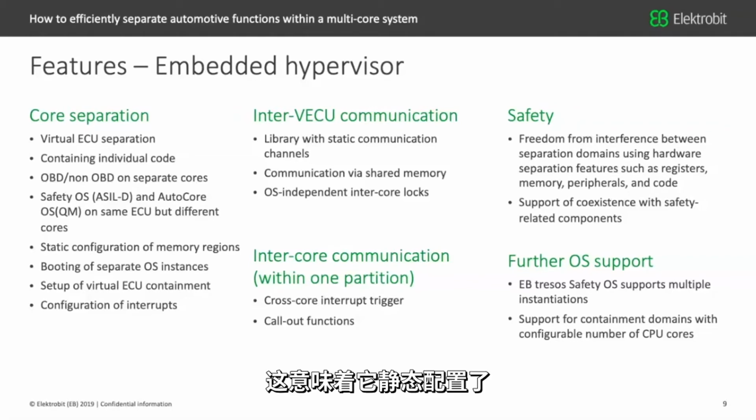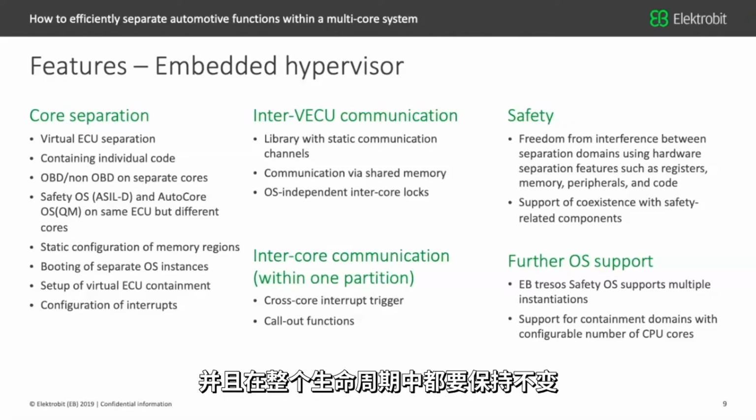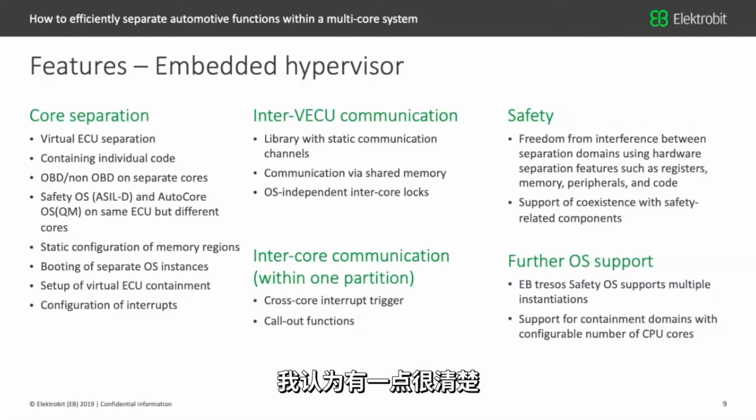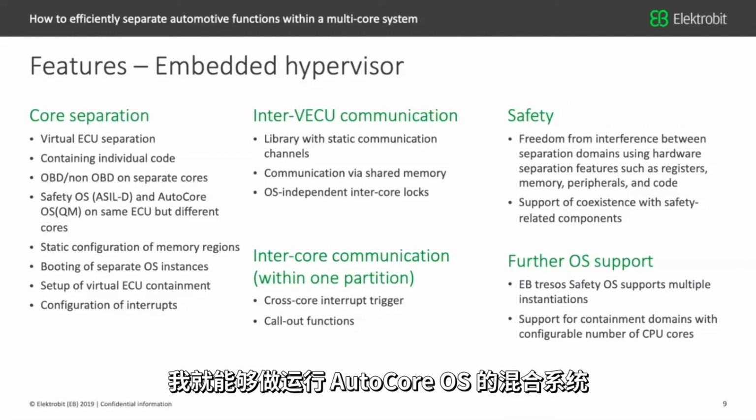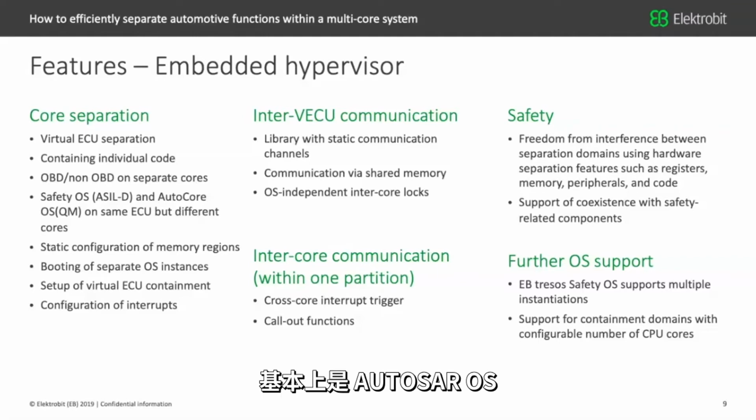Then we have a static configuration of memory regions, which means it is statically configured which memory section belongs to which virtual ECU. This is something I need to do upfront during my development, and this stays the same throughout the life cycle. Booting separate OS instances, I think this is clear, so I can do mixed systems, running an Autocore OS, basically plain AUTOSAR OS or microkernel OS. So there is nothing special within the operating system.